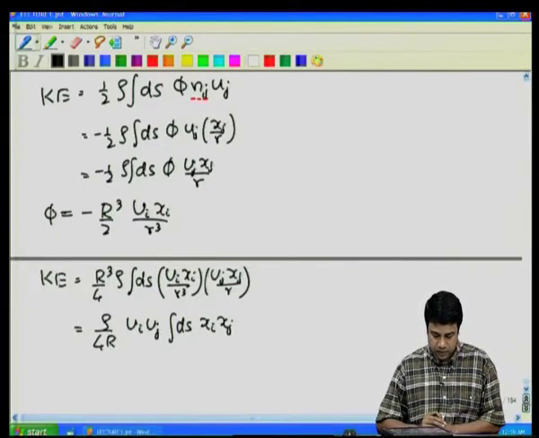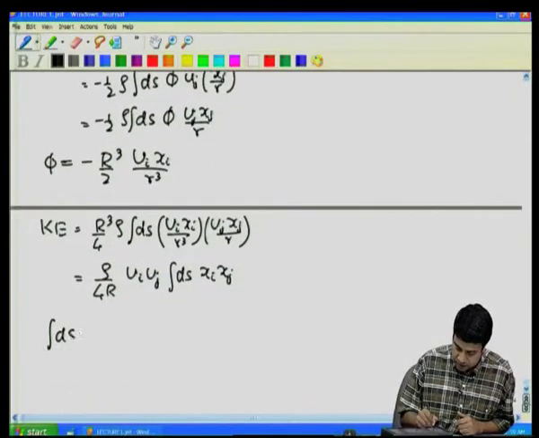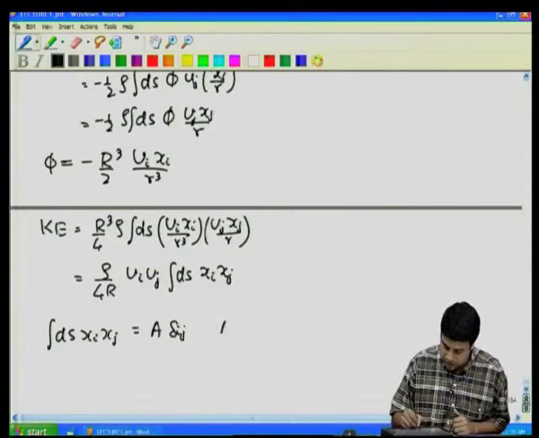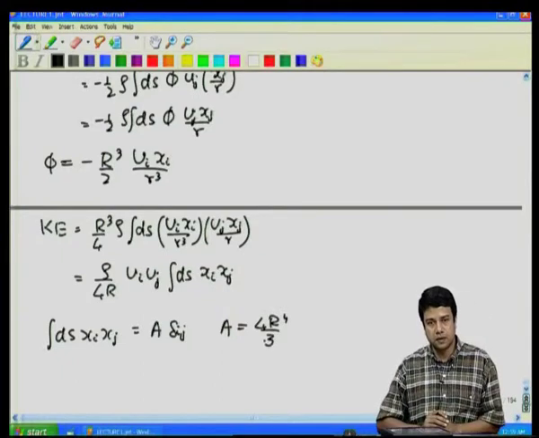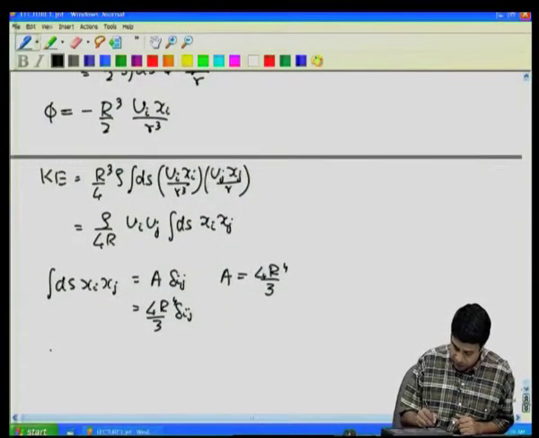Once I calculate this integral, we have already calculated the integral over the surface of x_i x_j is equal to a delta_ij. Multiply both sides by delta_ij, and I will get a is equal to 4 R to the power 4 by 3. So this is equal to 4 R to the power 4 by 3 delta_ij. With this, the kinetic energy becomes rho into rho by 3 R cubed.